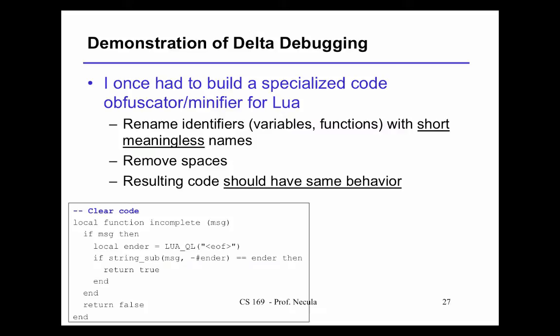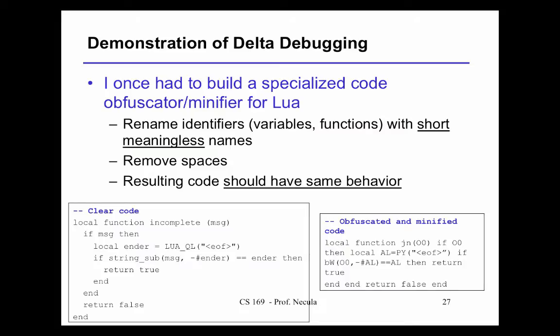Just to give you an example, this is a Lua program. You don't need to understand what it does, but it has some keywords: local function, the parentheses, if, then, return true are keywords, but ender is a name of a variable. LuaQL is a name of a function. And if you take all of these names and rename them, so that ender becomes AL and LuaQL becomes PY, it's harder for people to understand what you're doing. And it becomes quite hard for a large program because the names are important.